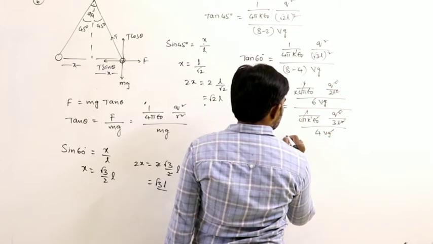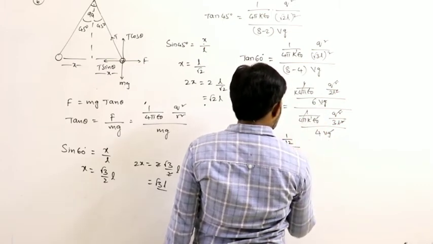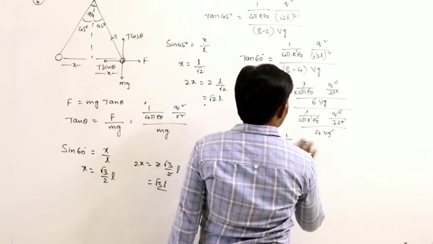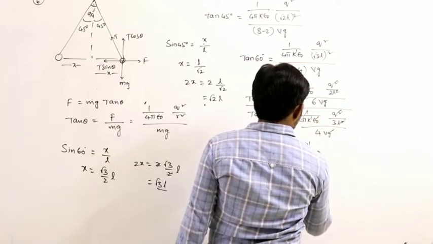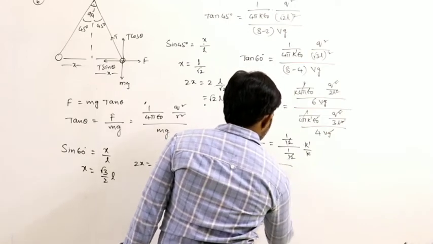This becomes 1 by 12 divided by 1 by 12. Here it is k, here it is k dash, that becomes k dash by k. 12 cancels, from this k dash is equal to k by root 3.